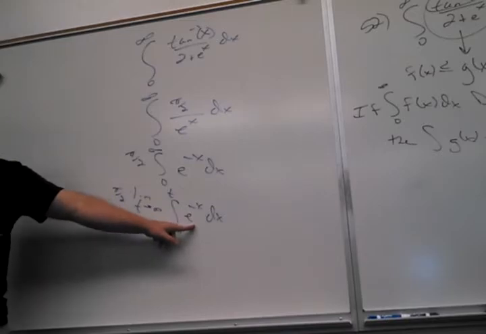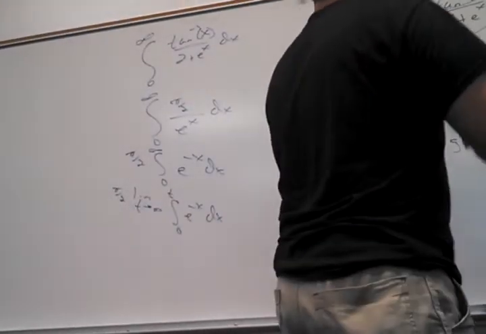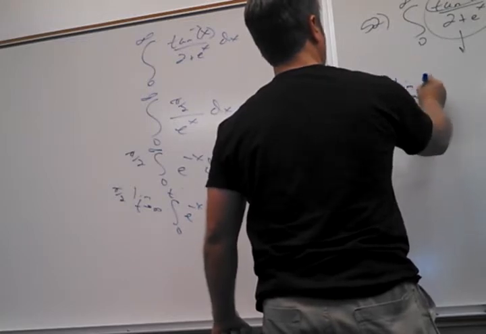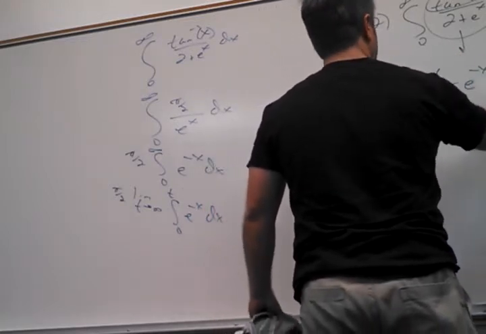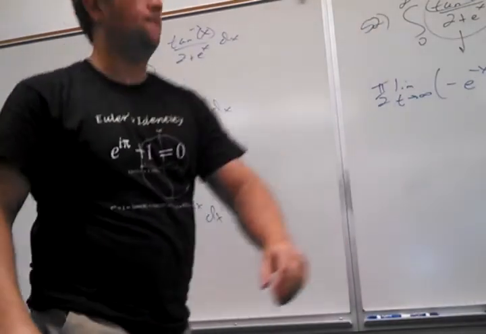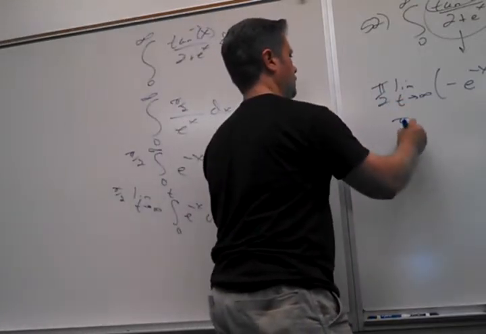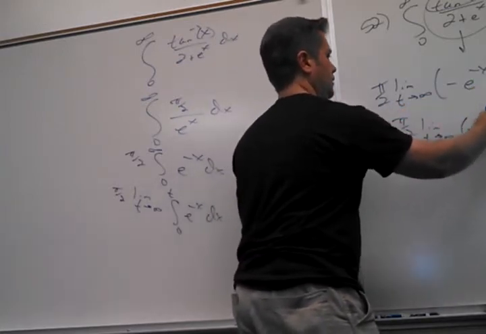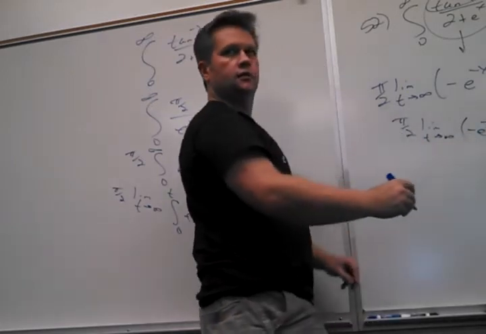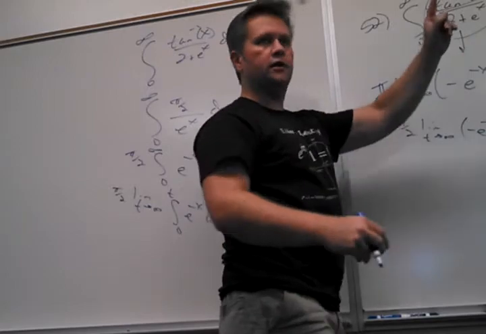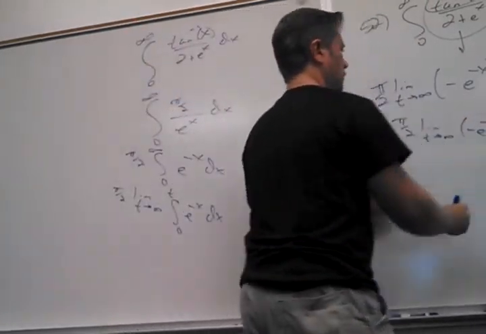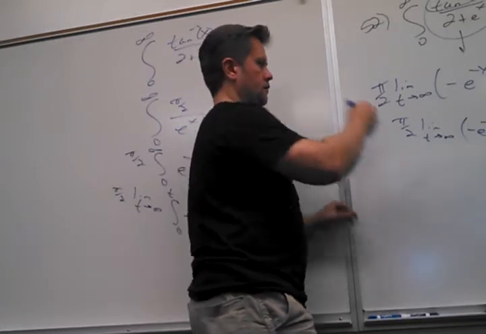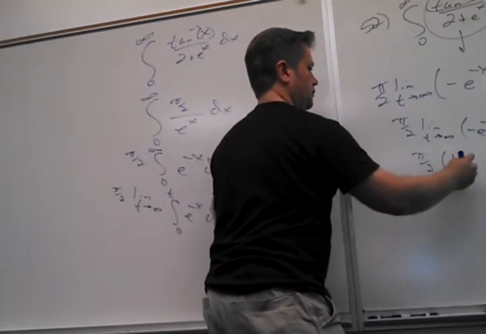Now how do you integrate e to the negative x? Negative e. I love it. So I get pi over 2, limit t goes to infinity, negative e to the negative x from 0 to t. Pi over 2, limit t goes to infinity. What do you get in here? Negative e to the negative t, minus negative, so plus 1, good. Be careful. E to the 0 is 1. That's where people should start making it 0, but those e's make it 1. But if I let t go to infinity, what do I get? Pi over 2 times 0 plus 1, so I get pi over 2.